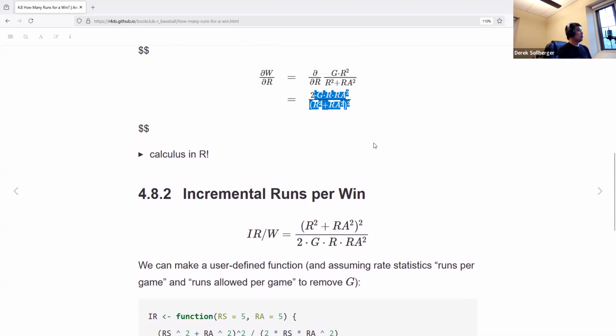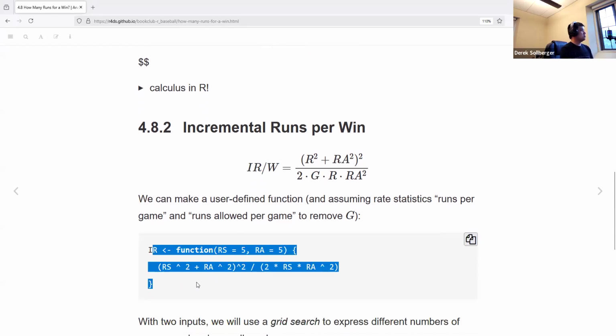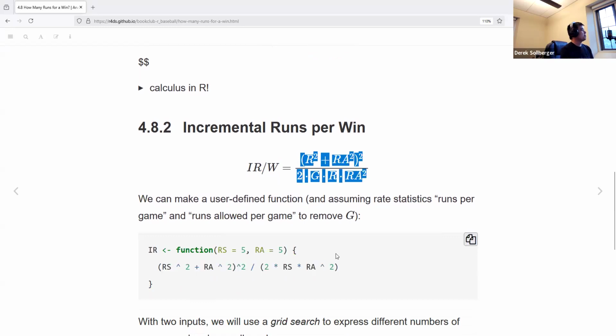Taking the reciprocal of that formula, we could think about this as incremental runs per win. If we then think about runs scored and runs allowed as rate statistics, that is per game, we don't have to worry about this games variable at that point. We can make a custom function in R to deal with that. So this, of course, relates to the rest of this formula. And recall that anything up here right after function are the default values. If the user doesn't plug in anything explicitly, we're assuming a game where there are 5 runs scored and that they also allowed 5 runs.